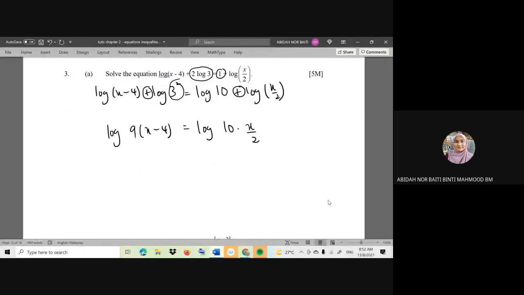So here we get single log both sides with the same base. Therefore 9x minus 36 we expand ya. Equal, ni boleh darab 5x. Okay, solve is to find the value of x. So we rearrange x. So here we get 4x equal 36. Therefore your x is 9.